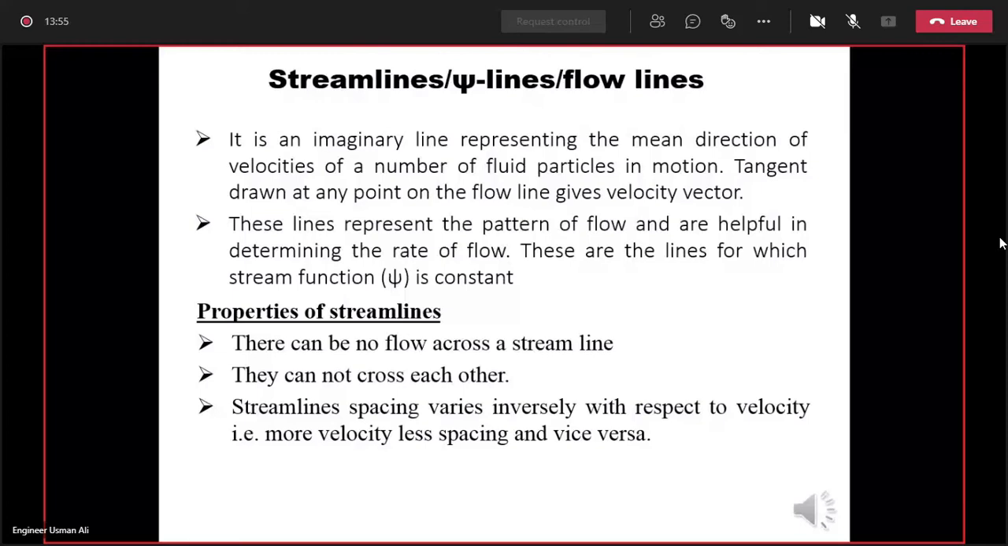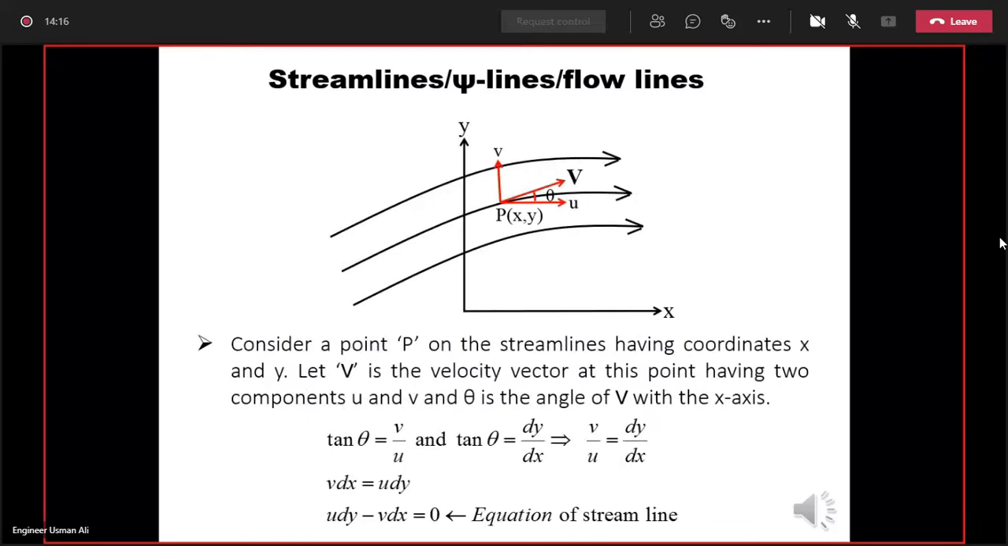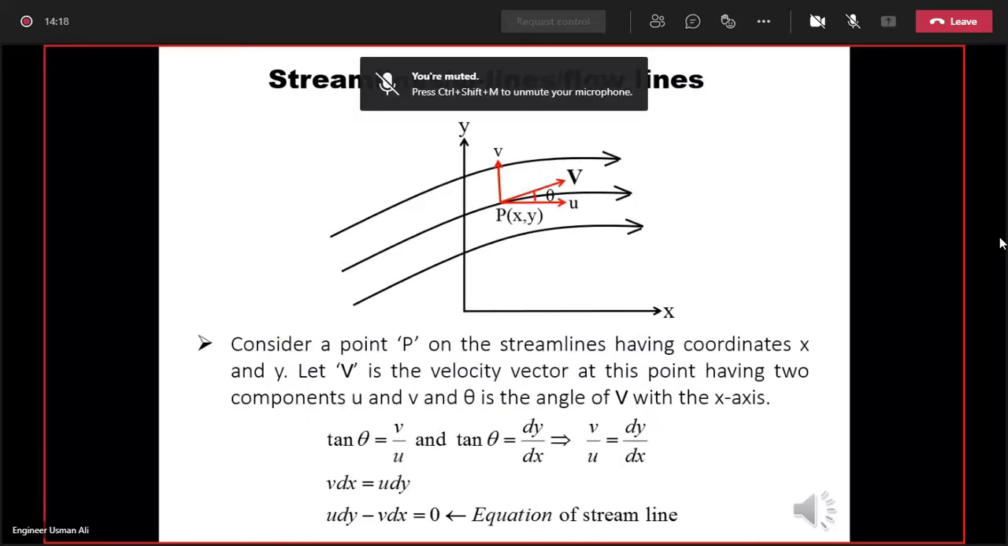So using this concept of streamlines and especially the flow nets, we can determine the flow or rate of flow, or especially the seepage flow through the soil or under some hydraulic structures, through dam bodies, etc. These are the lines for which the stream function is constant. Remember this, along a streamline, the stream function remains constant.